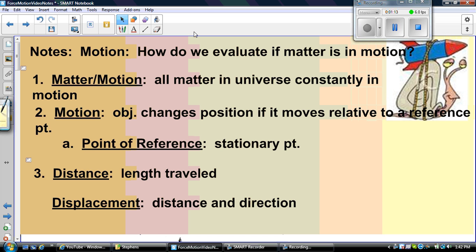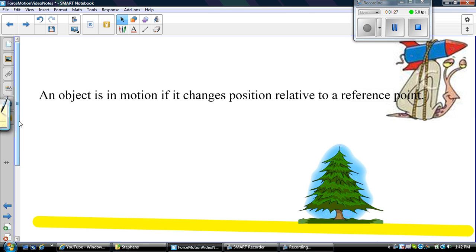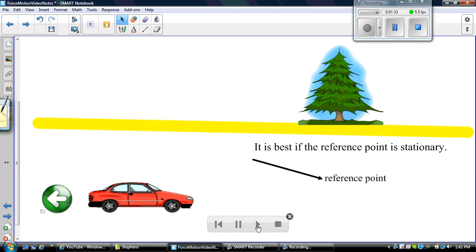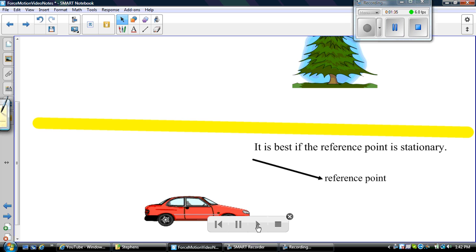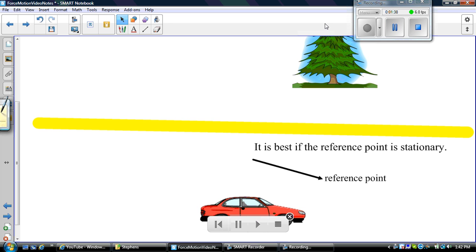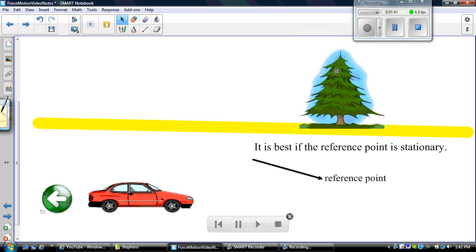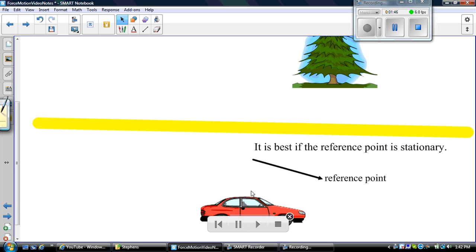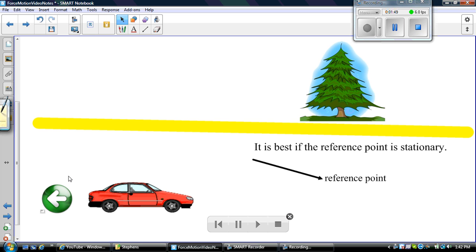Well, in order to determine if something has motion, you have to have a reference point. So an object changes position if it moves relative to a reference point. So the reference point is some stationary object. If we've got this tree as our point of reference, and you're in a car and the tree is not moving, if you move in relationship to a stationary object like this tree, then that's how we know something is in motion. We know the car is in motion because its distance from the tree to the car is changing. So that's how we know if an object is in motion relative to a reference point.